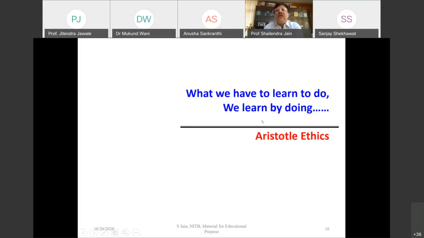Then what we have to learn to do, we learn by doing. So just take the example of a washing machine. We have developed a control algorithm based on our knowing, based on our learning, how much water to be added, how much time is required to wash the clothes. This is my experience. I know from my experience, and this experience is implemented with the help of digital control for effective and accurate decision making.